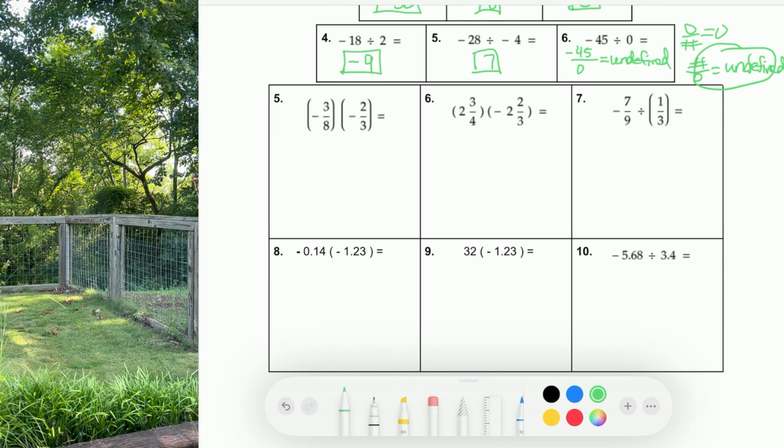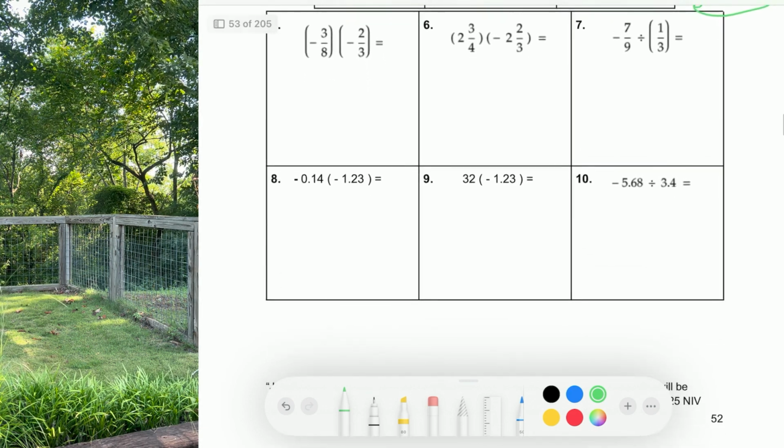Number 5. We have fractions that need to be multiplied. I also notice that they are both negative, so we are going to end up with a positive answer. 3 times 2 is 6. 8 times 3 is 24. I'm going to simplify. I'm going to factor out 6 of both of them. I end up with 1/4.